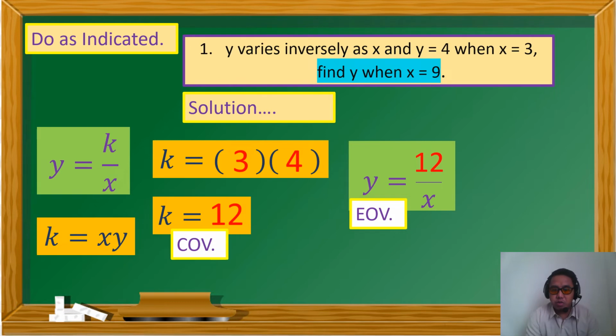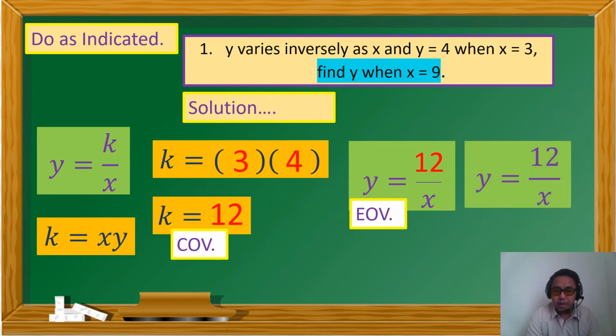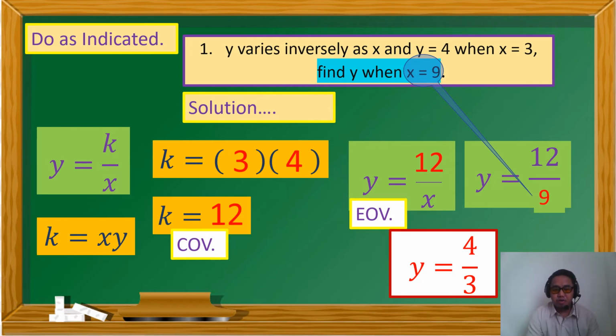So if you want to solve for y, you have to substitute x is equal to 9. So y is equal to 12 over 9. And that will be equal to 4 over 3. Yeah, 4 over 3.